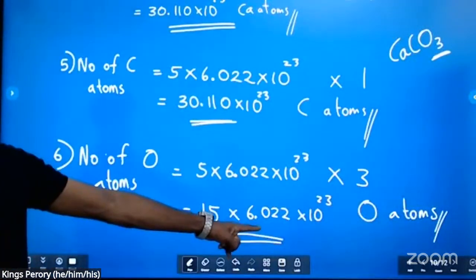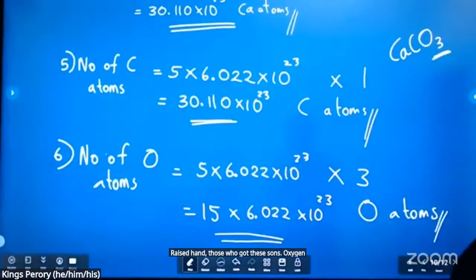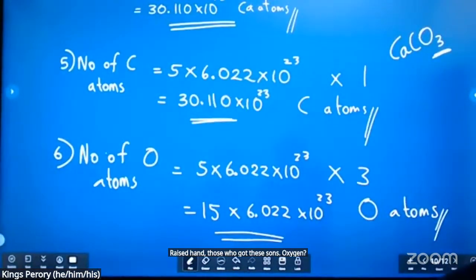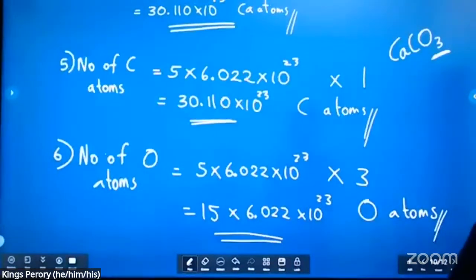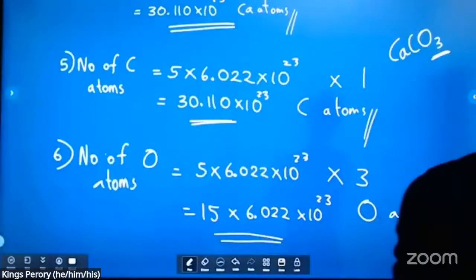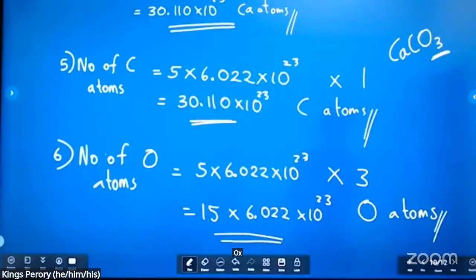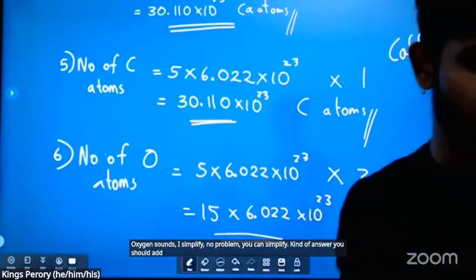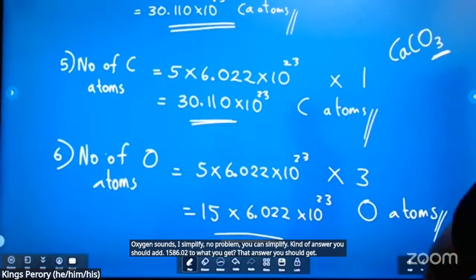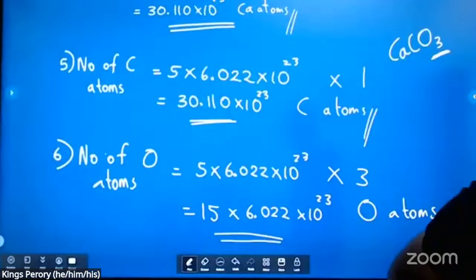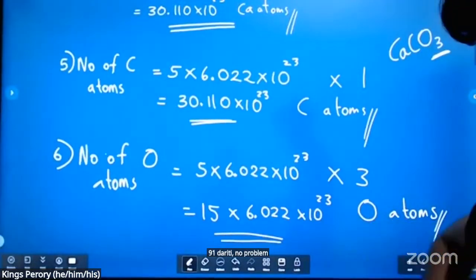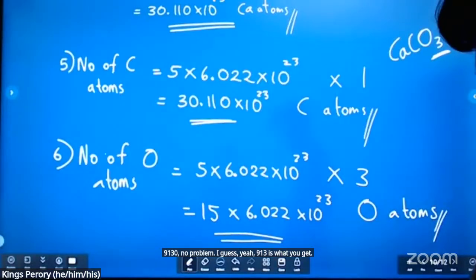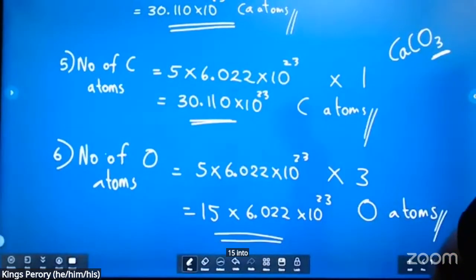Raise your hand those who got this answer. Oxygen's answer, I simplify. No problem. You can simplify. This kind of answer you should have. 15 into 6.02, what you get, that answer you should get. 90.33, no problem. I guess 90.33 is what you get. No, 90? 15 into 6.0, no, not 90, 45 something. Right, good.